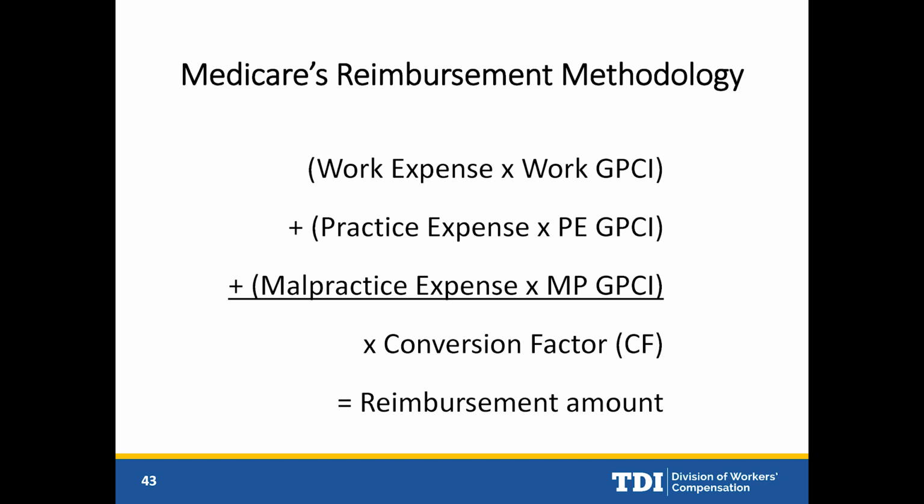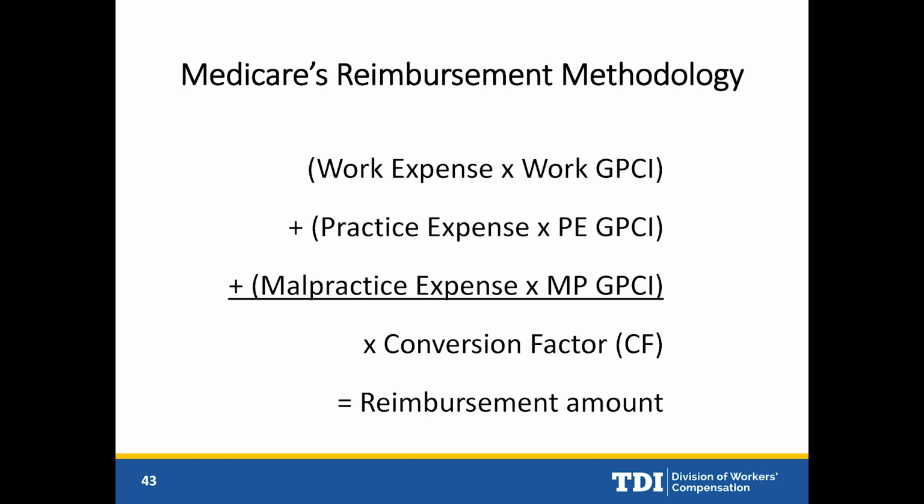Medicare's reimbursement methodology includes a work expense, which represents the provider's expertise, time, education, and that sort of thing, and the practice expense, which represents what it costs to run the business, pay the employees, keep the lights on. Then the malpractice expense represents the relative risk involved in that particular service. The GPCI, Geographic Practice Cost Index, represents where the services were provided, and each expense has a corresponding GPCI.